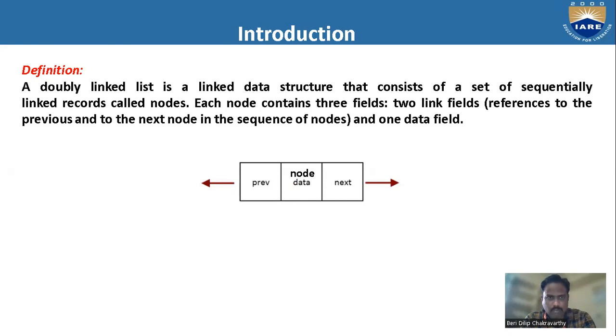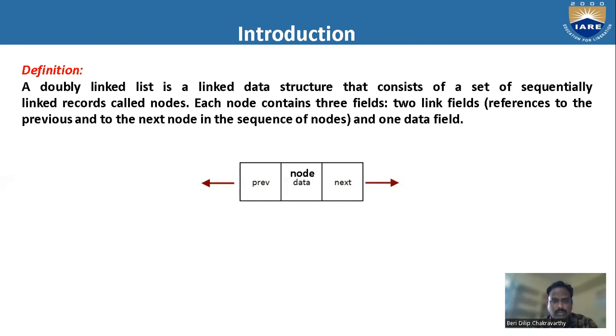Now let's see about double linked list. A double linked list also consists of nodes, but each node consists of two link parts and one data part. If you observe here, this previous is a link which points to the previous node, and next is one link which points to the next node. Here I am going to store the actual data. So a double linked list consists of three parts in total. Among those three, two parts are link parts and one is a data part.